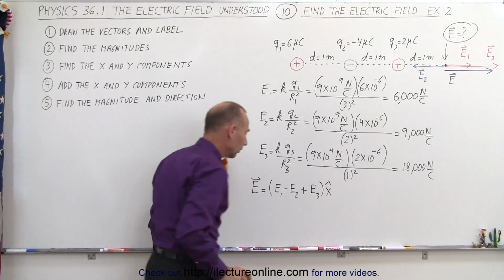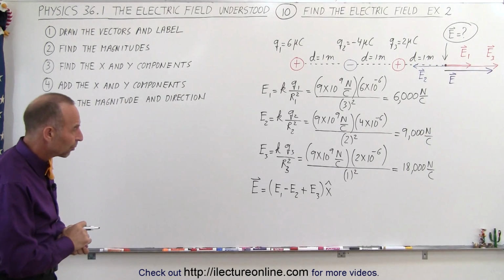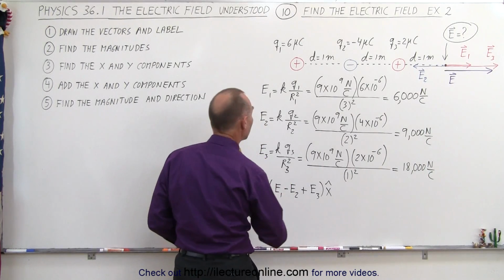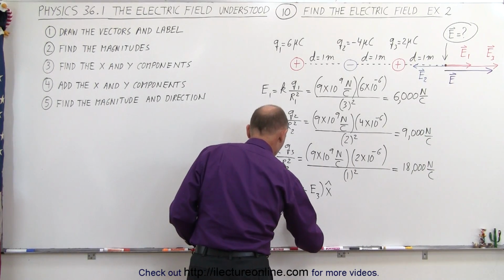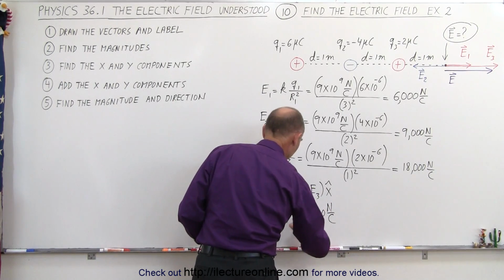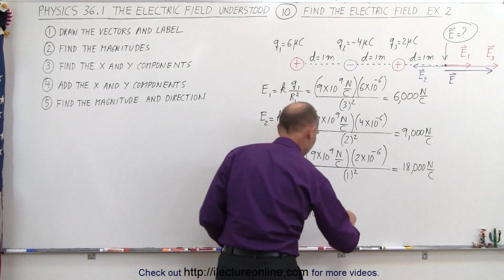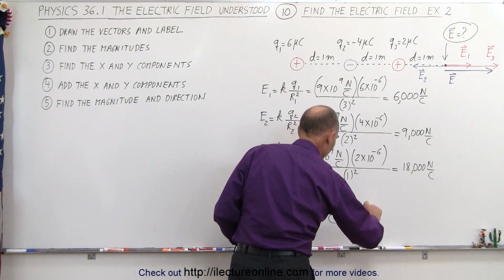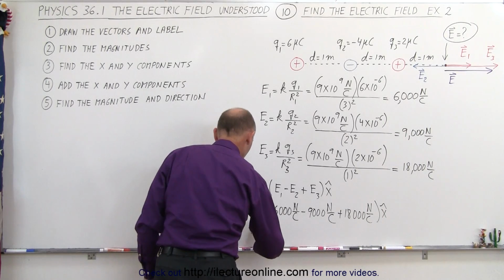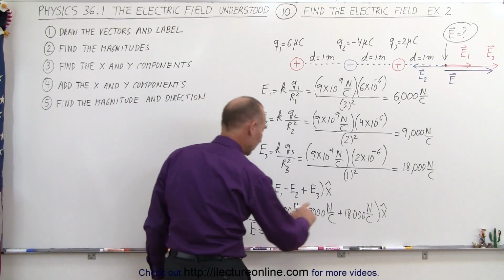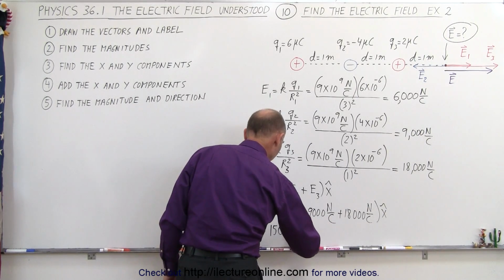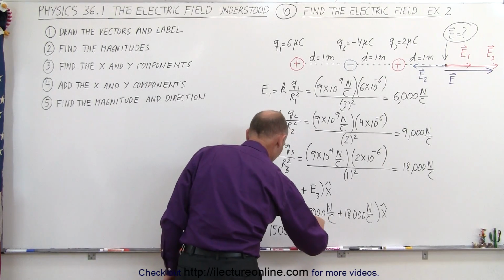And of course, there we go. That will be the final result. So you give the appropriate sign to the magnitudes and add them vectorially. So this is equal to E1, that's 6,000 newtons per coulomb, minus 9,000 newtons per coulomb, and that should be a large C, not a small c, and then plus 18,000 newtons per coulomb, all in the x direction. And so finally you can see that the electric field at that location is 9,000 plus 6,000, that's 15,000 newtons per coulomb in the positive x direction.